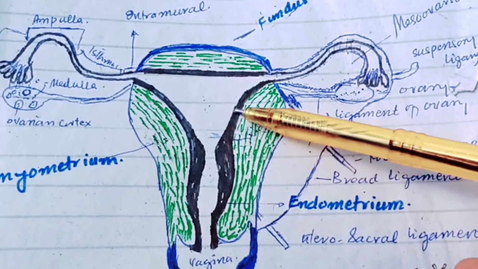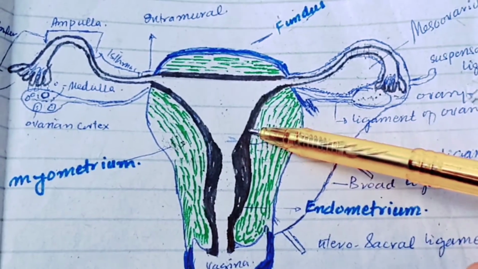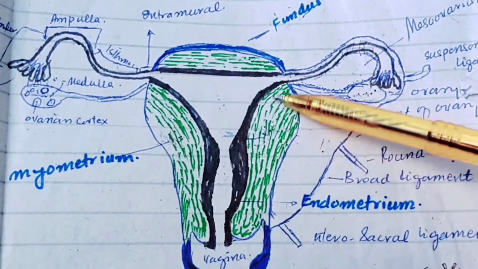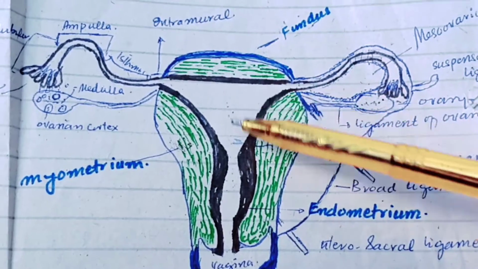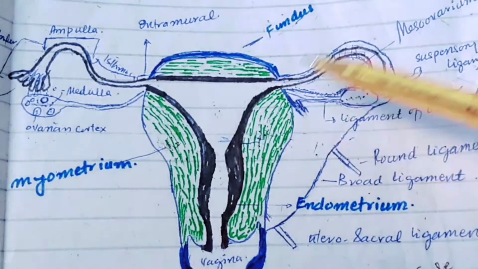One is the inner layer, which is the endometrium. Here you can see this black layer is called the endometrium, and this green layer, which is made of muscles and small fibrous tissue, is called the myometrium. And there is another layer which is present over the uterus, which is called the perimetrium.